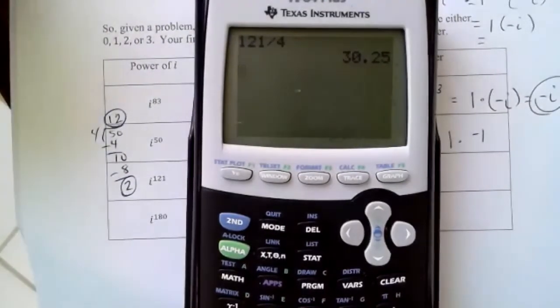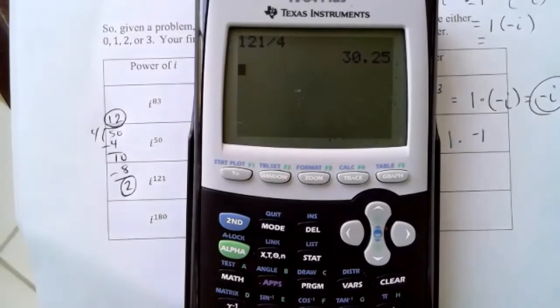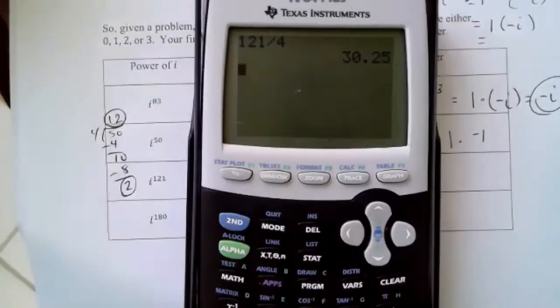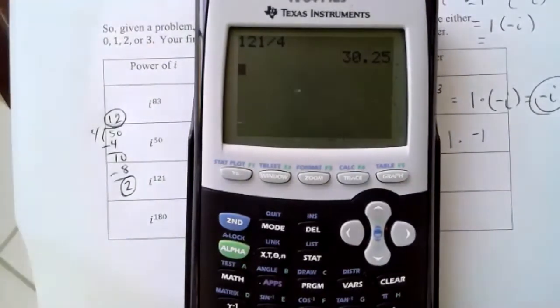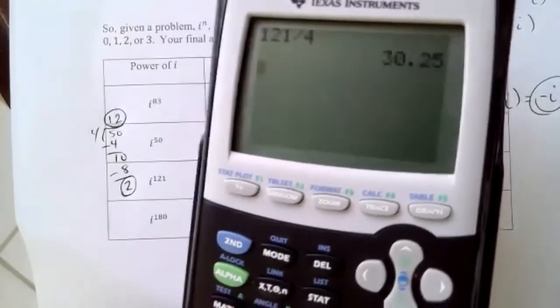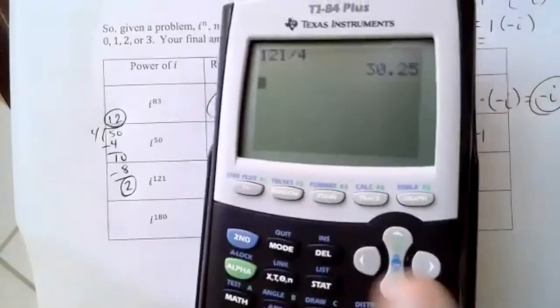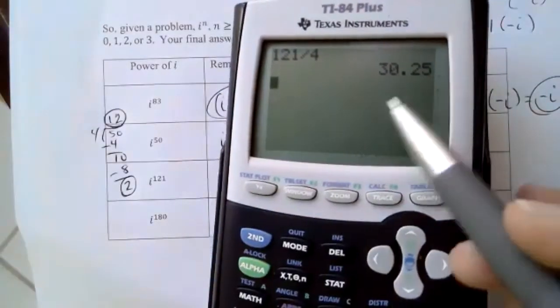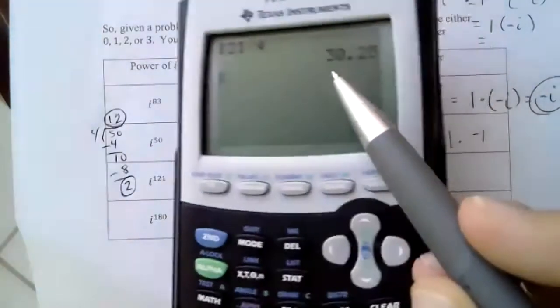I think that anybody is capable of making it, but you're just going to have to take the time and try to learn your calculator, and it doesn't matter what kind you have as long as you know what you're doing.